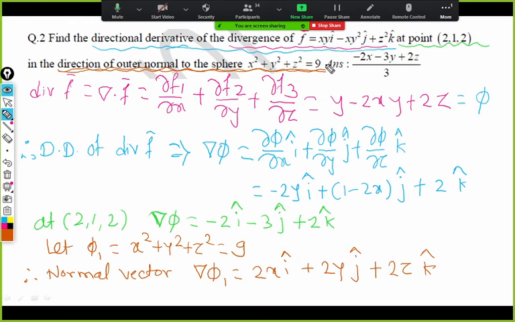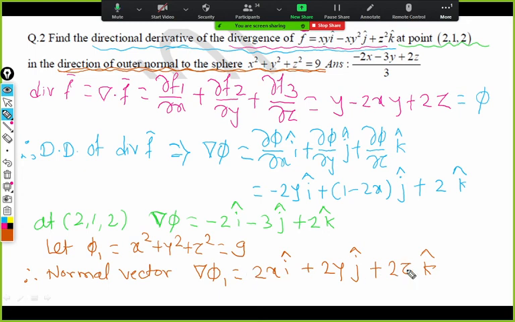Are we given a particular point in the question? Particular point is not given. It is just given to find this directional derivative along normal to the sphere only. If it is written at 0, 0, 3 or at 3, 0, 0, then we replace that point here. So right now we cannot replace, just keep as it is.